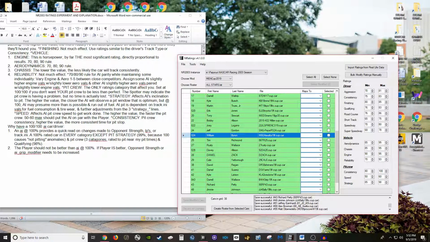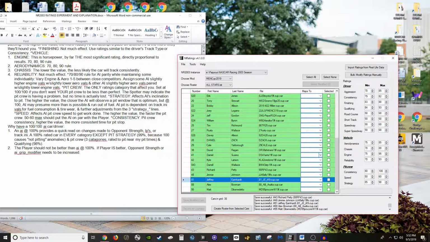Davey Allison gets higher scores, but someone like Jeffrey Earnhardt, he gets lower scores here because he hasn't proven himself, and he gets lower vehicle scores because he's not part of Hendrick. He's not part of Joe Gibbs. He's not part of a big racing team, so he doesn't have all that information. I have to take that into account.